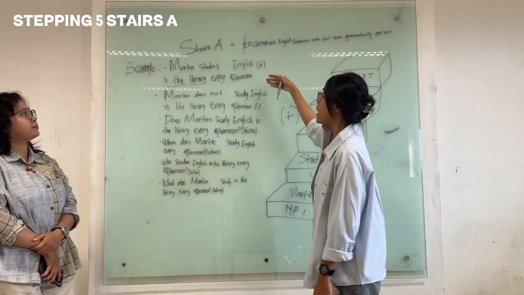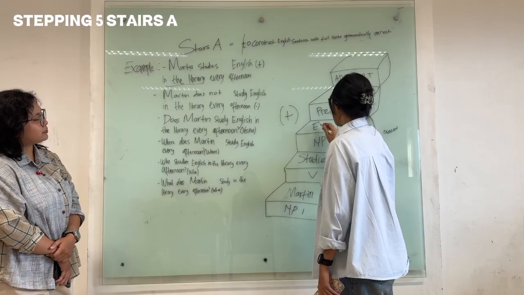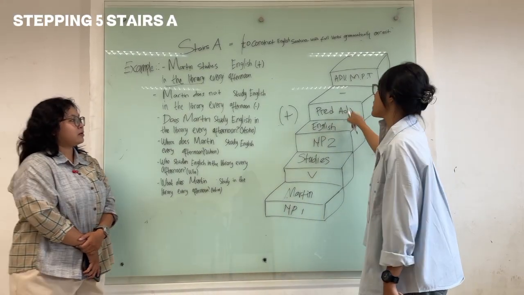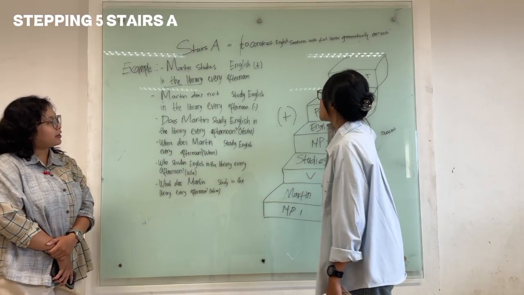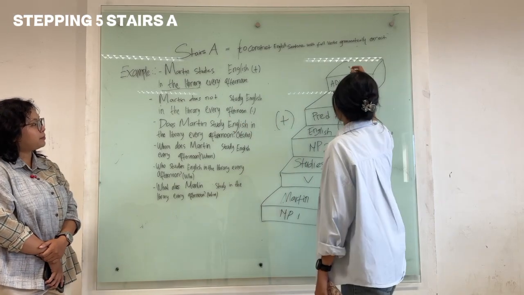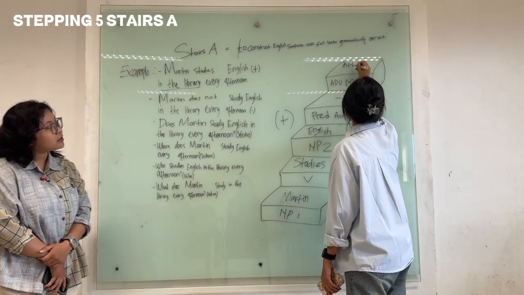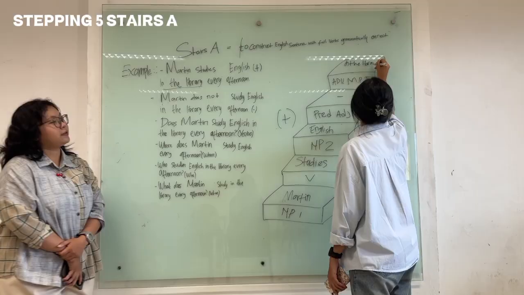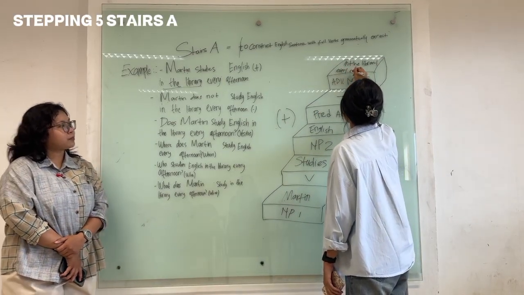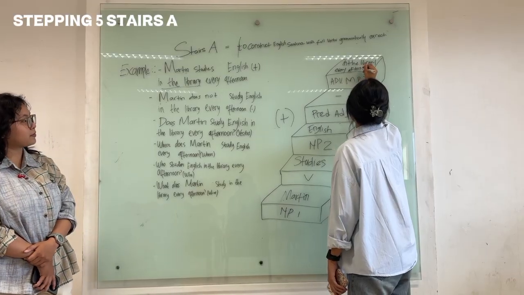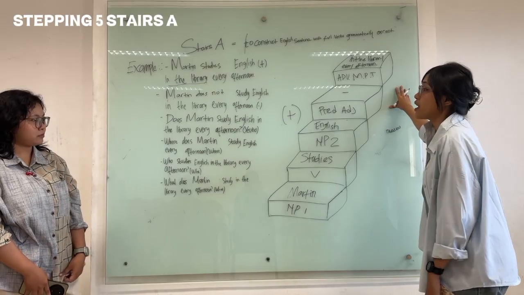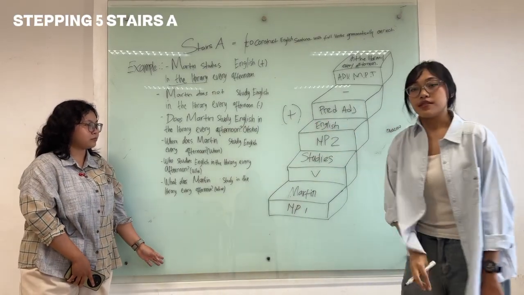For the NP2, we have English. We don't have verb adjunct in stairs A, so we skip it. Next, for the adverb of manner, place, and time, we have in the library for place. And the last one, we have every afternoon for the time. So here's the example for 5 stairs A in positive sentences.